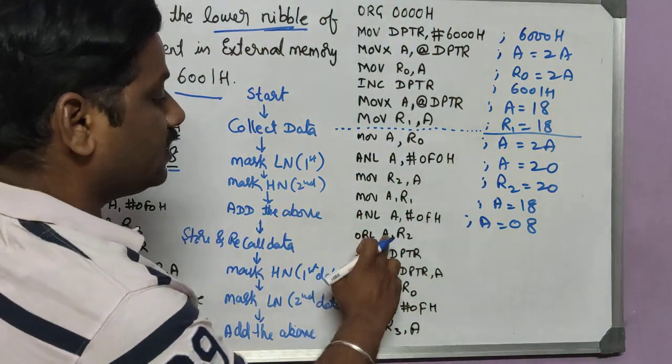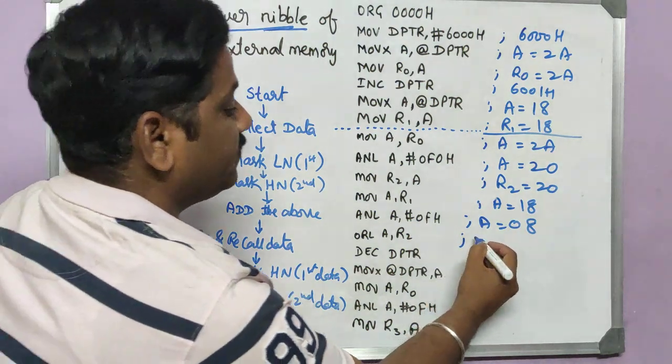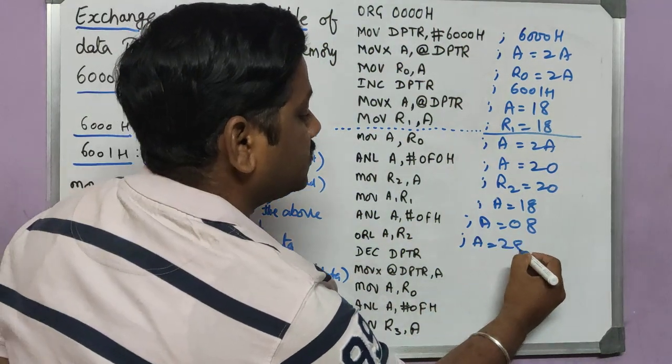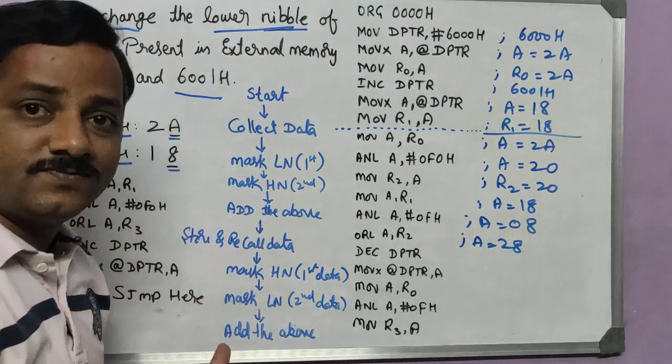So ORL A, R2. A is 8, R2 is 20. So it will be 28. The result is stored in accumulator. So I got the 28. That's the first result we want.